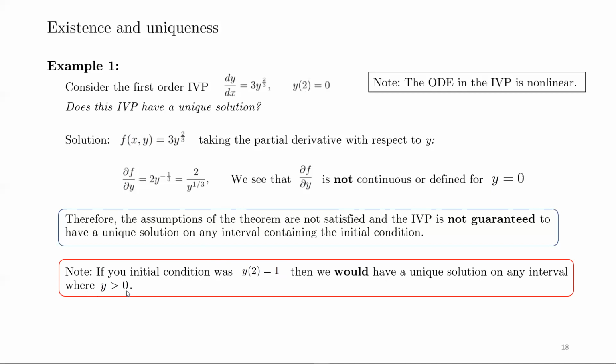Okay, because when y is 1, there is no problem with this derivative here. We get 2 over 1, which is just 2. So that's finite and it's continuous. We just have to be careful that we define the interval of our initial value problem to be somewhere that y is always positive. Okay, y cannot be 0.